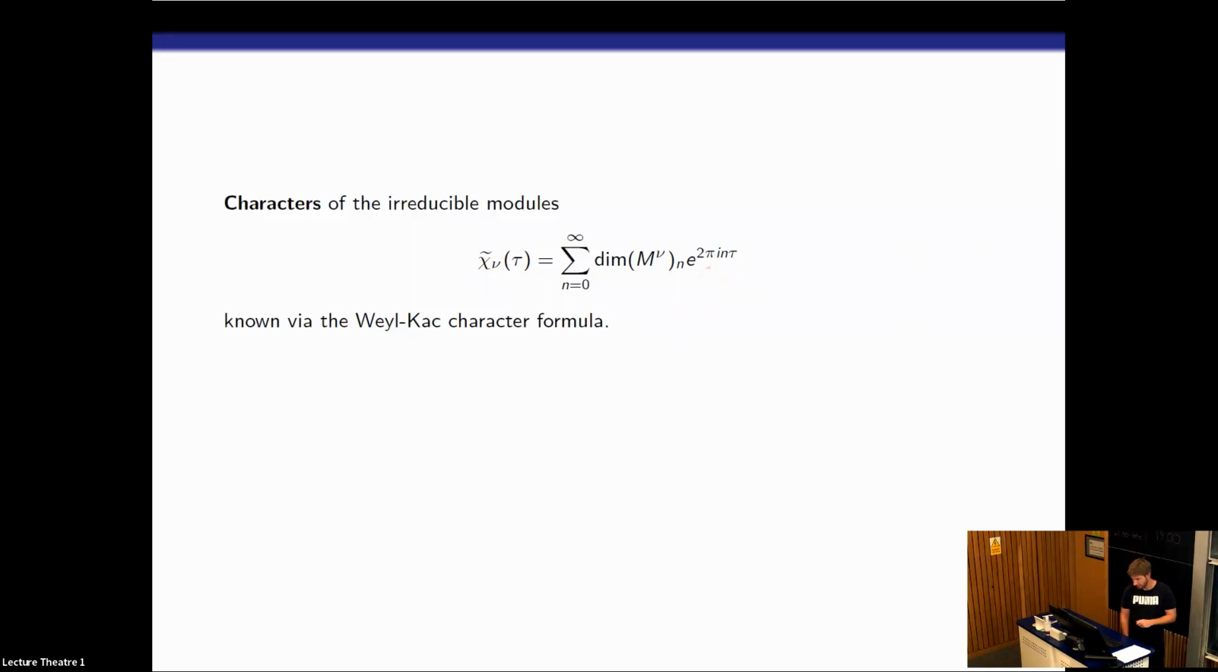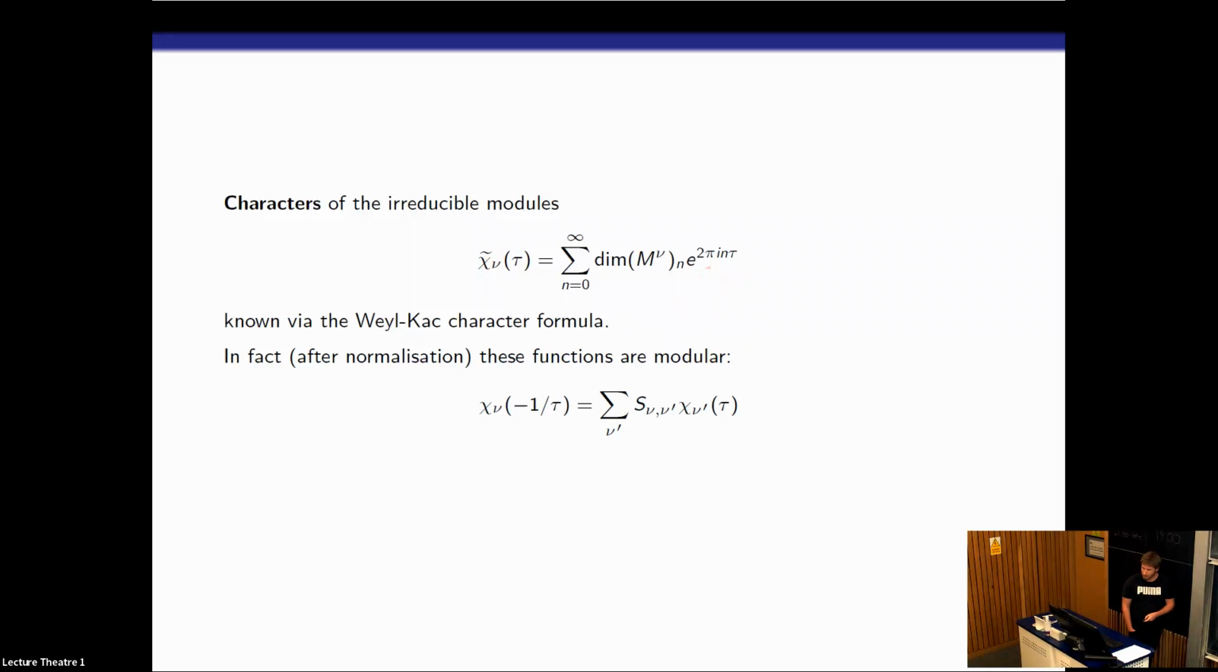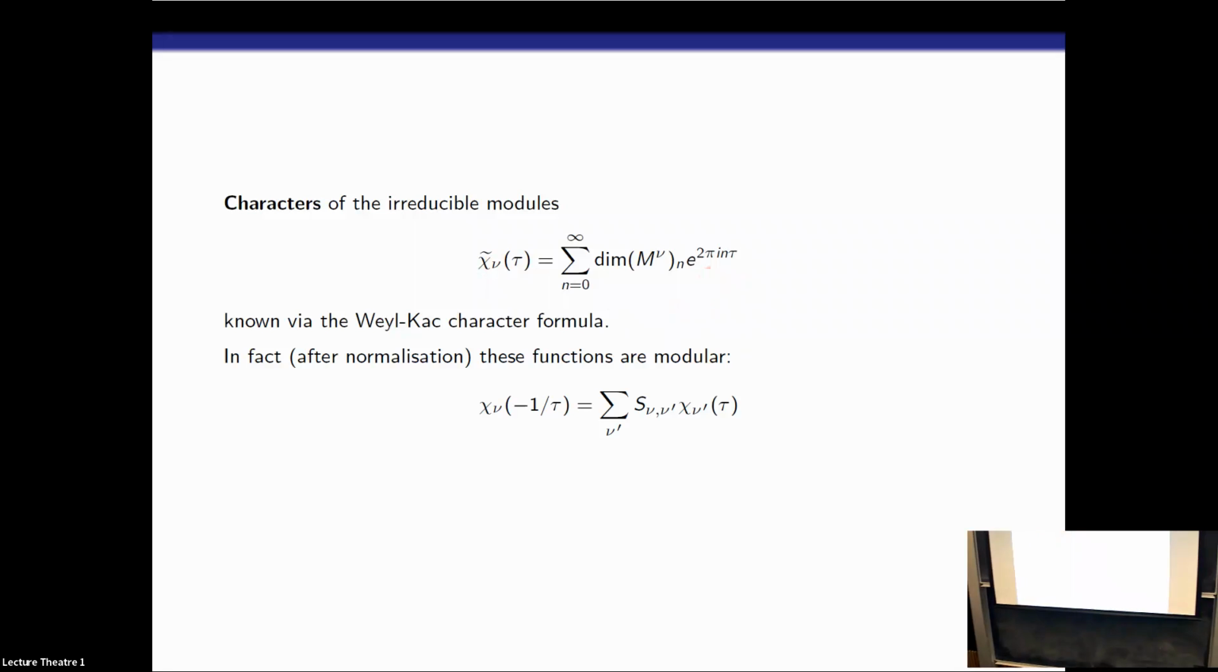And from the Weyl-Kac character formula, you have an explicit formula for these characters. And in fact, they're modular. That is, if you perform a modular S transformation on one of these characters, you get back some linear combination of all of the characters. This is after you introduce some normalizations. You multiply this series by some appropriate power of e^{2πiτ}.